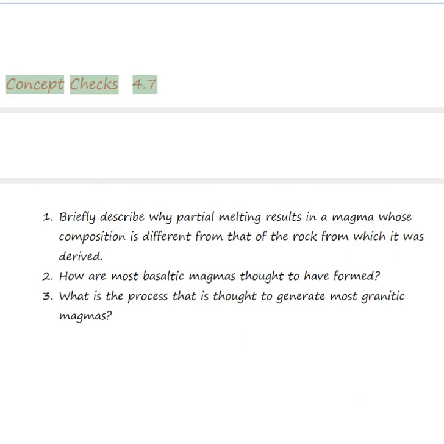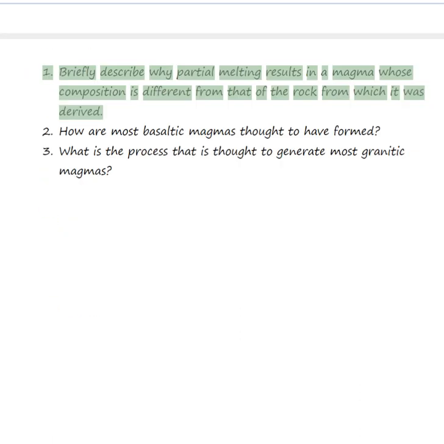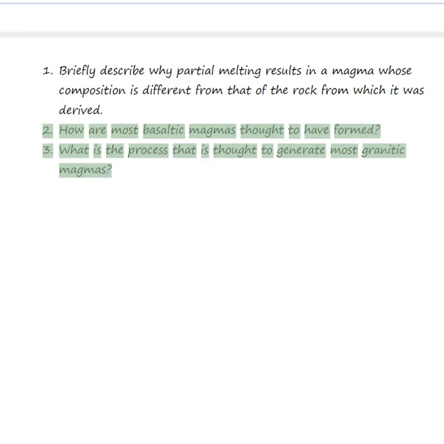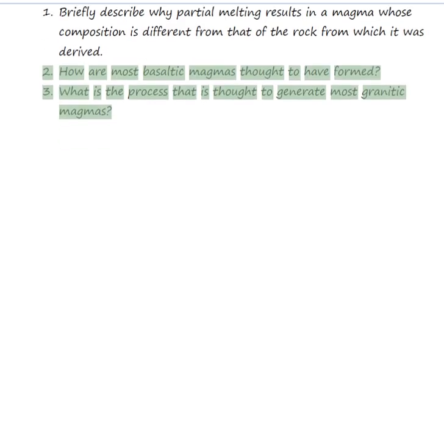Concept checks 4.7. 1. Briefly describe why partial melting results in a magma whose composition is different from that of the rock from which it was derived. 2. How are most basaltic magmas thought to have formed? 3. What is the process that is thought to generate most granitic magmas?